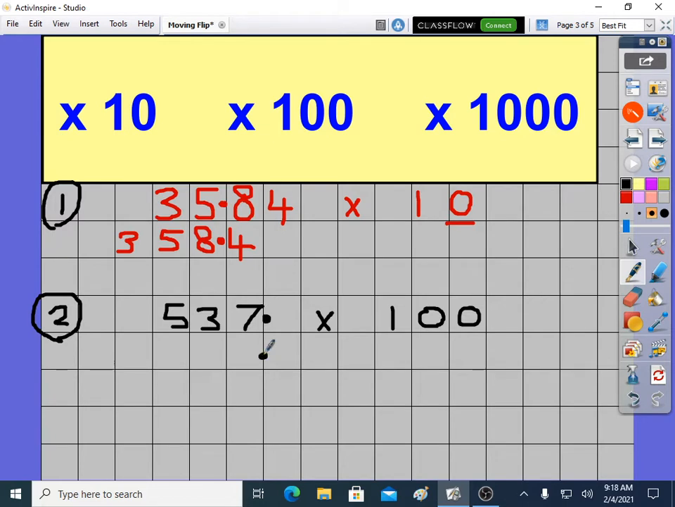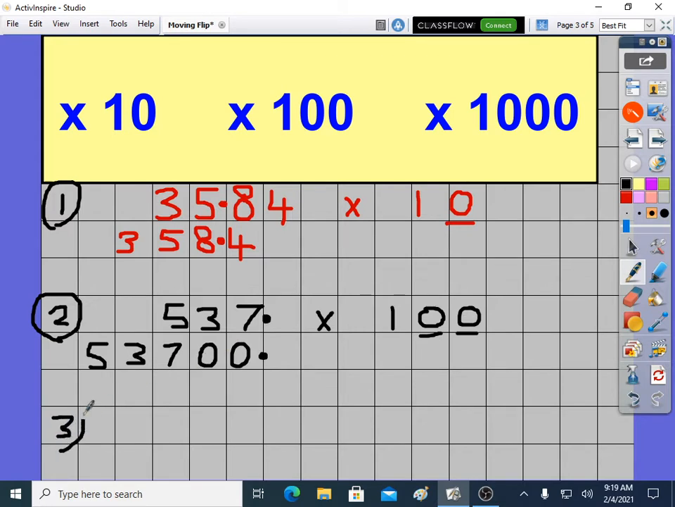Then you can line up a decimal point. Now we've got to move everything 2 places bigger because there's 2 zeros. So the 5 goes 2 places bigger. So does the 3, and so does the 7. Now the good thing about putting that decimal point there is it tells you where to stop placing zeros. So the answer is 53,700. That was one without a decimal point.